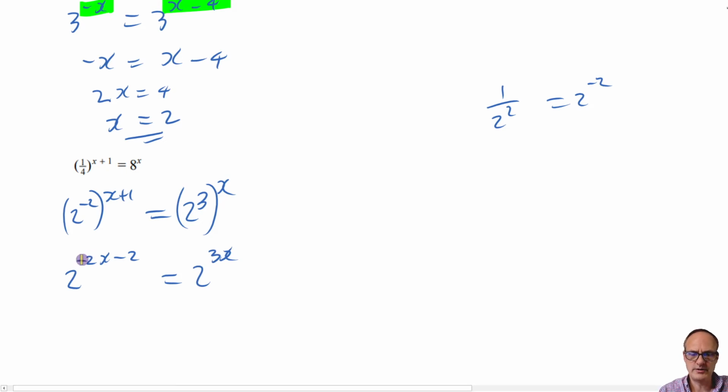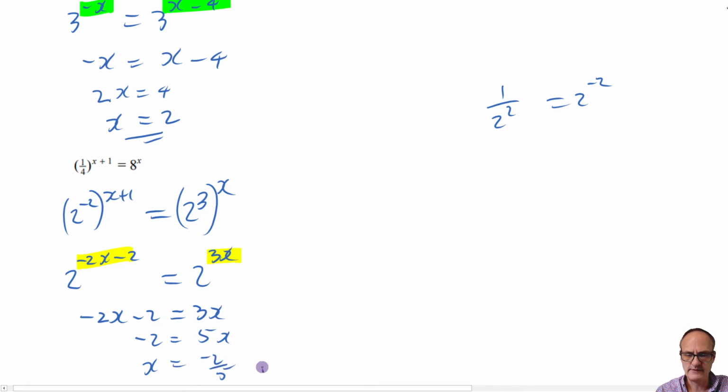So we've got 2 to the something equals 2 to the something. So we get minus 2x minus 2 equals 3x. So what do we get here? We're going to get minus 2 equals 5x, so x will equal minus 2/5.